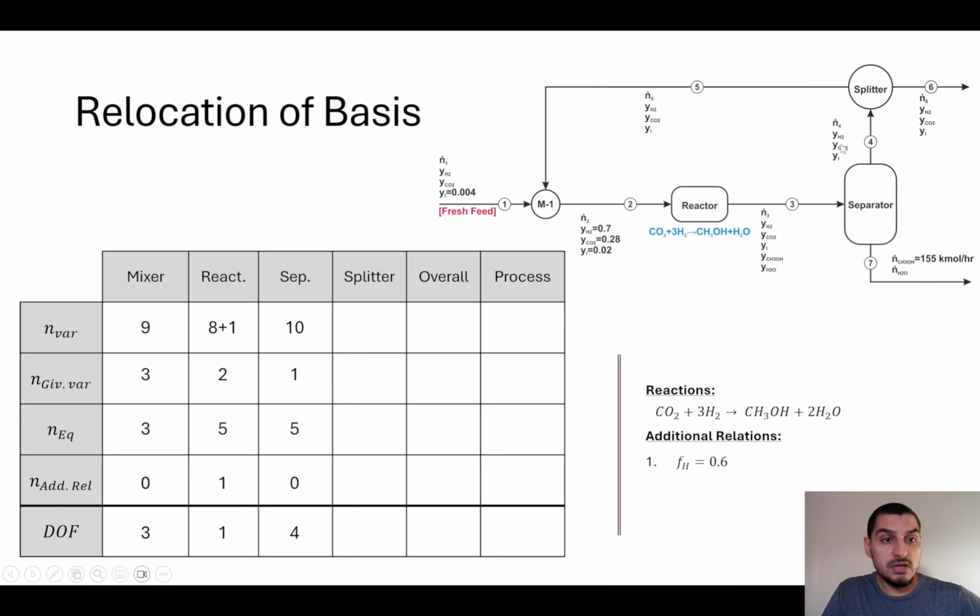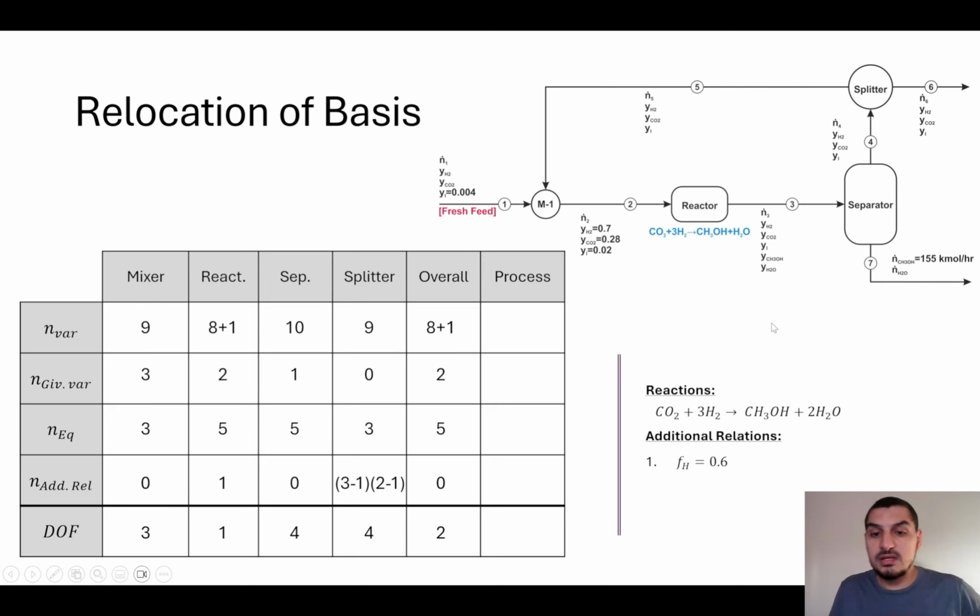For the splitter, we have 3 plus 3 plus 3, so it's 9 variables. We have no given variables. We have 3 equations and the splitter restriction, which is 2. So this makes the degrees of freedom 4. For the overall, we have 1, 2, 3, 4, 5, 6, 7, 8 variables plus 1, which is the extent of reaction. We have 1, 2 given variables. We have 5 equations. We have no additional relation, so the degrees of freedom is 2.